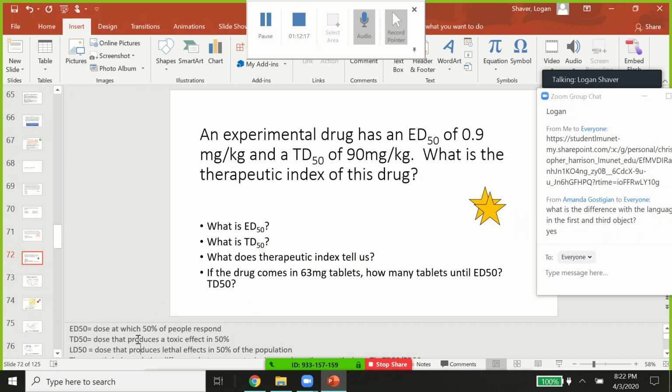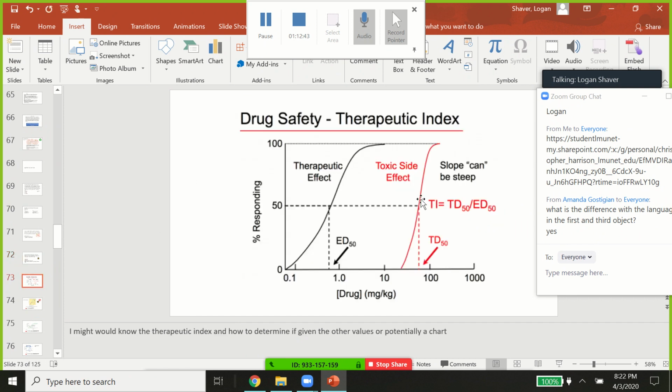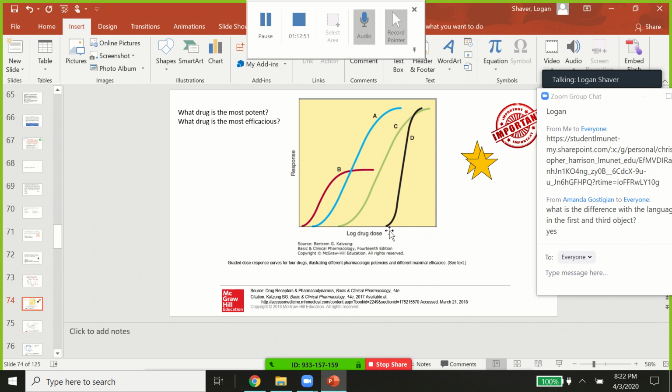So what does that actually tell you? Right here it says the relative difference between the average toxic dose and the average therapeutic dose. And notice right here there's a formula to calculate that. There might have been a question on the exam asking you to calculate therapeutic index. But of course it'd be a very simple math problem. It wouldn't be anything they'd have to have a calculator for. And once again, that's on the slide, so that's why I included this one. But I think there might have been a question on that, so just keep that in mind.